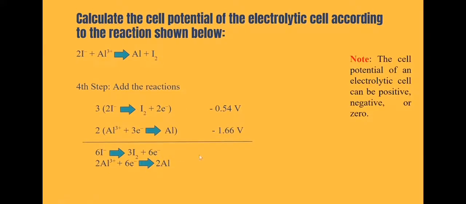And then, notice that negative 0.54 and negative 1.66 is unaffected by the 3 and 2. So, these two will remain the same. Since the two electrons have the same value, we can now add the two reactions. So, if we add the two reactions, it will result to negative 2.2 volts. Ganyan lang po ang pag-calculate ng cell potential ng electrolytic cell.